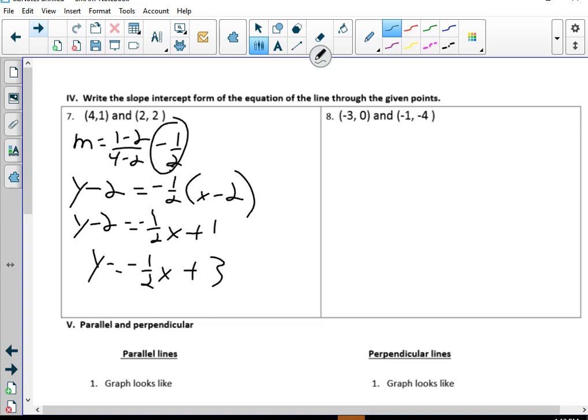We're going to skip 8 because really 5, 6, 7, and 8 are all the same. The only difference is here you had to find the slope first. But once you find the slope, 8 and 7 are just like 5 and 6.